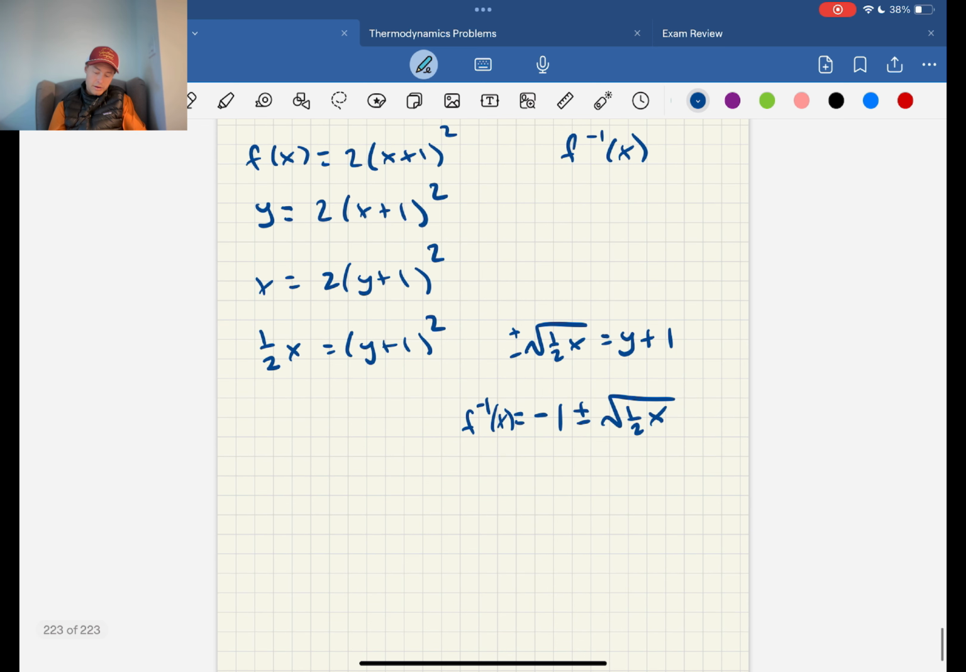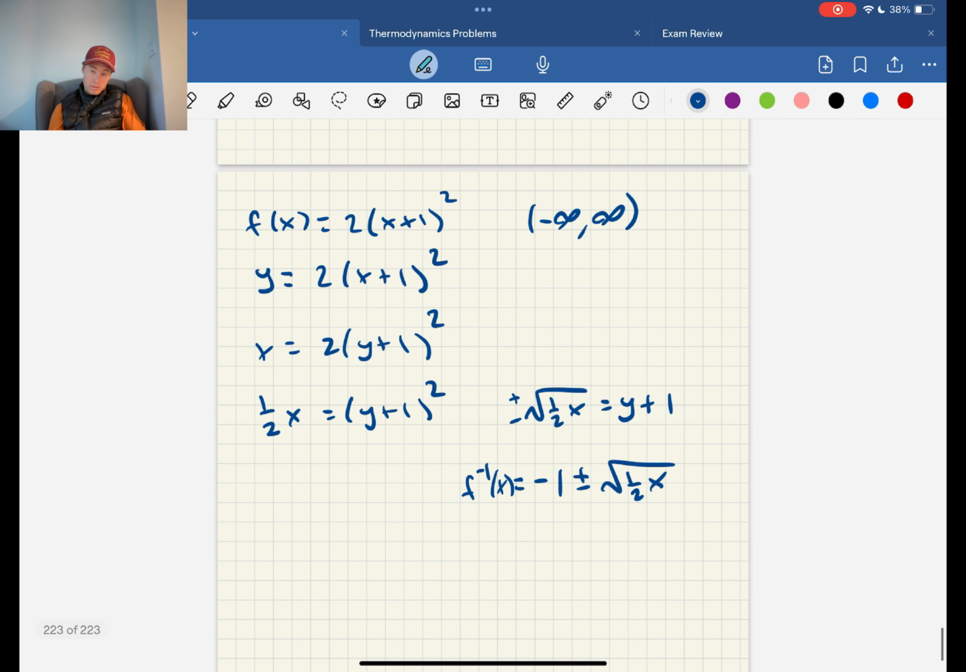Okay, let's evaluate the domain of the original function. So this is a quadratic, so the domain is always all real numbers. And then the range, the vertex of this function would be the lowest point, the lowest y value, because it has a positive leading coefficient. So the lowest y value would be 0, at -1 comma 0. 0 would be the lowest y value, so the range is from 0 to infinity, including 0.